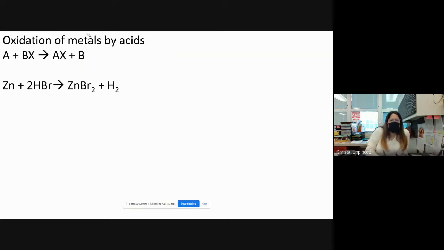All right, so we got oxidation by acid here of metals. So here you would have your metal, and then you've got your acid, and then the cation from the metal is going to come over here, and the H2 is going to be left behind from the acid. So this is what that would look like in real terms, where you would have a metal. It would get reacted with some sort of acid. The hydrogen gas is going to come off, and you're going to be left with zinc bromide.